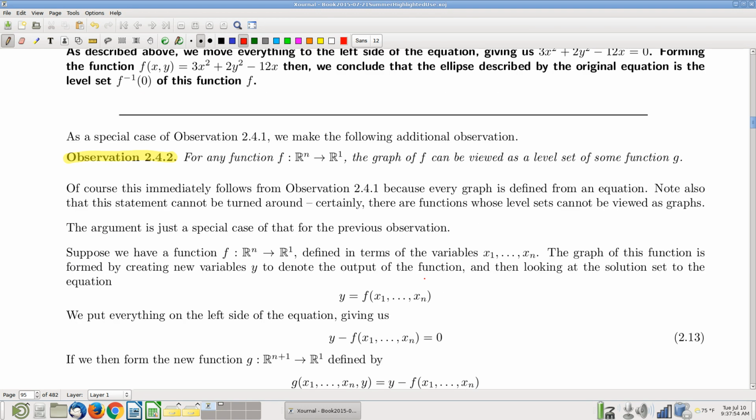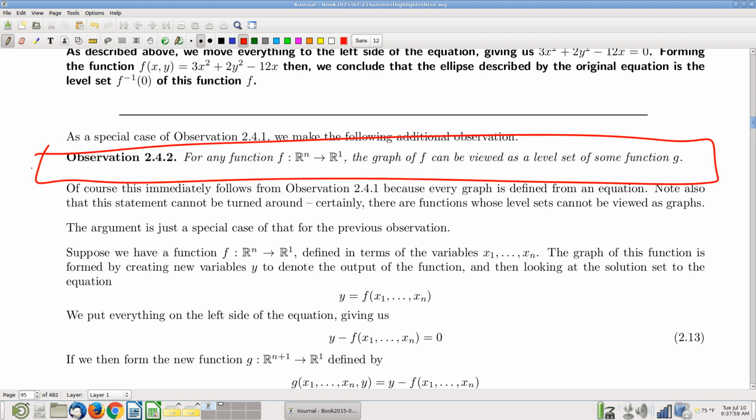Related fact. All graphs can be viewed as level sets. Now, again, the converse is not true. Not every level set can be viewed as a graph, but every graph can be viewed as a level set. This is another advantage that level sets have over graphs. Again, sort of more general. If you're dealing with a graph, you can always say, you know what, let's view this instead as a level set. It's always an option, in other words.